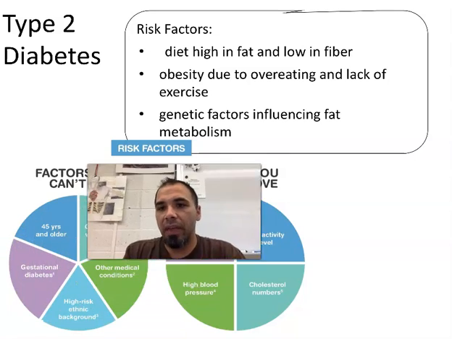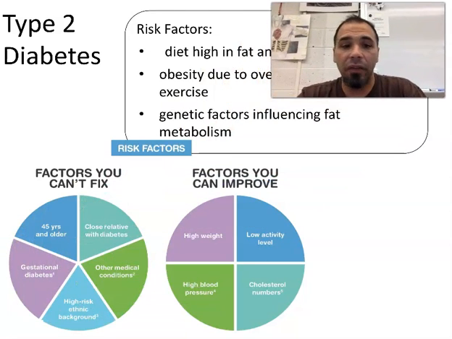So here's some things, though. Factors that you cannot fix: if you're old, right? You have relatives that are diabetic. You have medical conditions. You have a high-risk ethnic background. Gestational diabetes, right? When a woman's pregnant, sometimes she'll develop it. Factors you can improve: weight loss, exercise, right? If you're not doing enough activity, you need to get out and do some activity. High blood pressure can be regulated, and cholesterol numbers. There are some factors you can't control, but there are factors that you can improve.